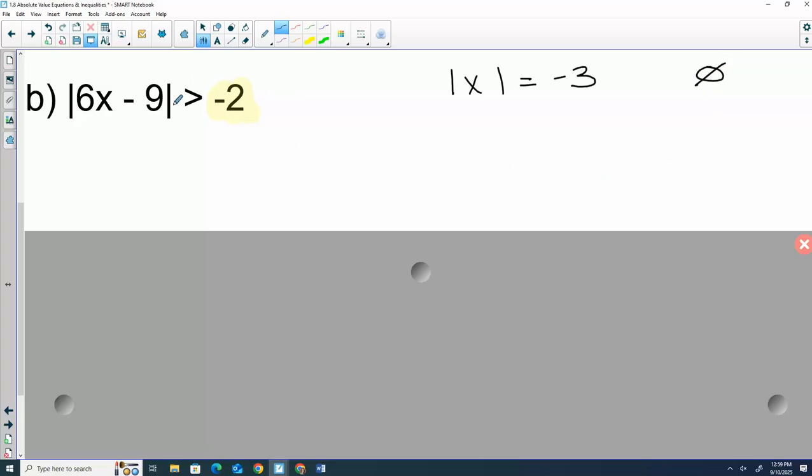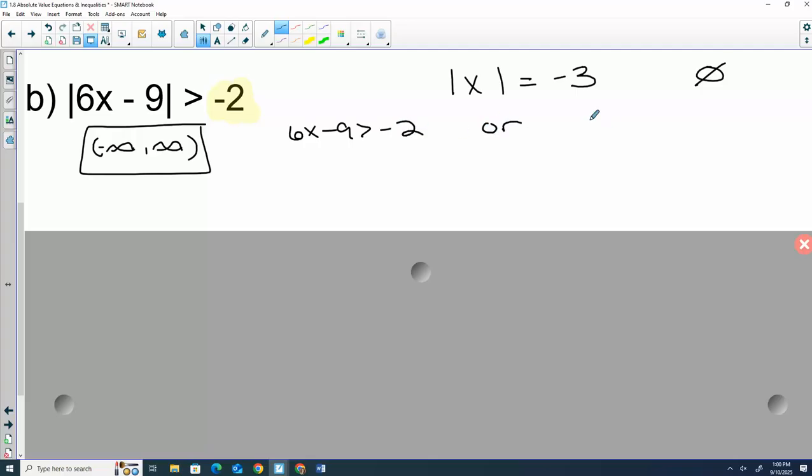Here, can an absolute value be bigger than a negative? Yes. When is it bigger than a negative? Always, right? Every number that you take the absolute value of, it'll either be 0 or a positive number, so it's always going to be bigger than -2. So what do you think my answer is? It's infinite solutions. We write that as negative infinity, positive infinity. If you catch it, you can just write your answer. If you don't, you can still solve it like we do typically.